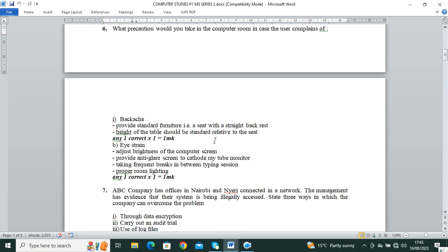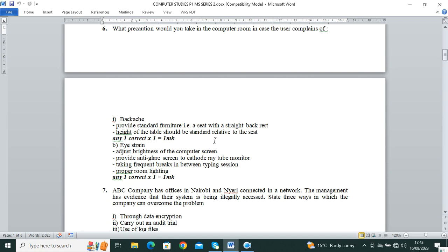Backache, we have eye strain, we also have, you can add another one, wrist pain. So guys, when you talk about backache, we refer to it as lumbago. That is a medical term, lumbago. That means probably somebody did not provide you with the standard furniture, or the height of the table is somehow compromising.